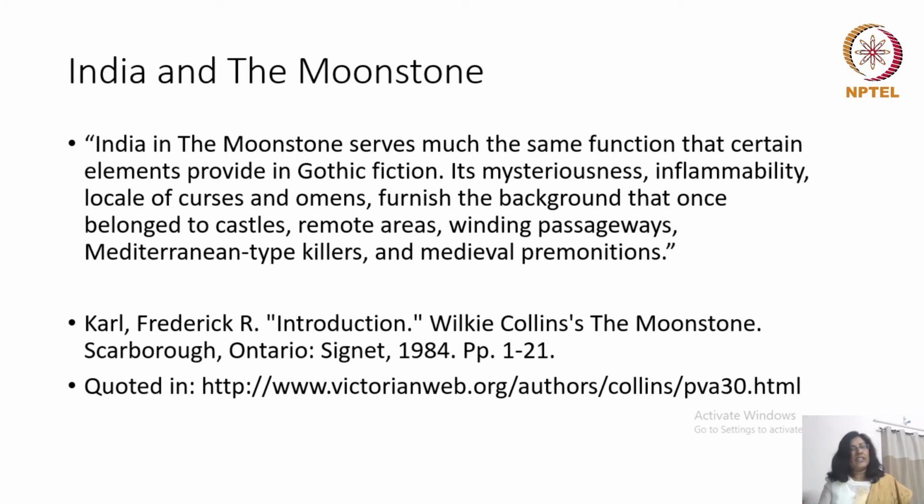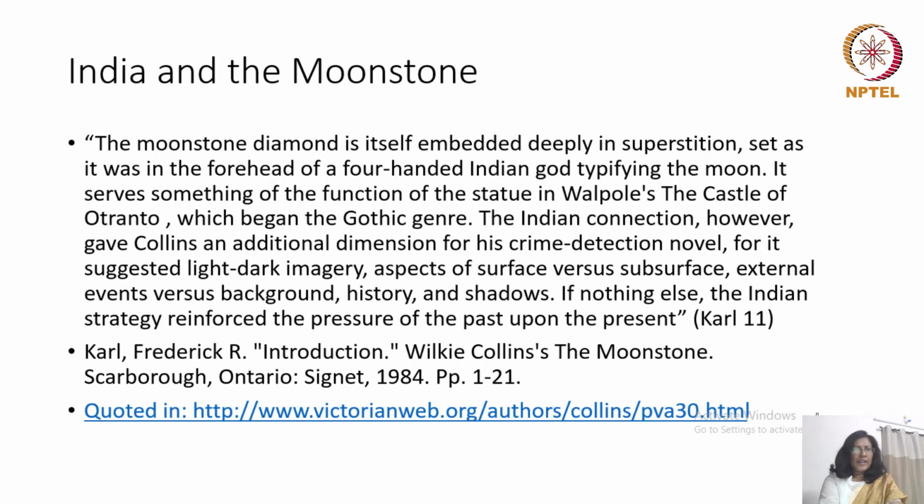in its narration of India. So you can see the conflation of Gothic fiction and the Imperial Gothic in this particular novel. The Moonstone Diamond is itself embedded in superstition, set as it was in the forehead of a four-handed Indian god typifying the moon. It serves something of the function of the statue in Walpole's The Castle of Otranto, which began the Gothic genre.